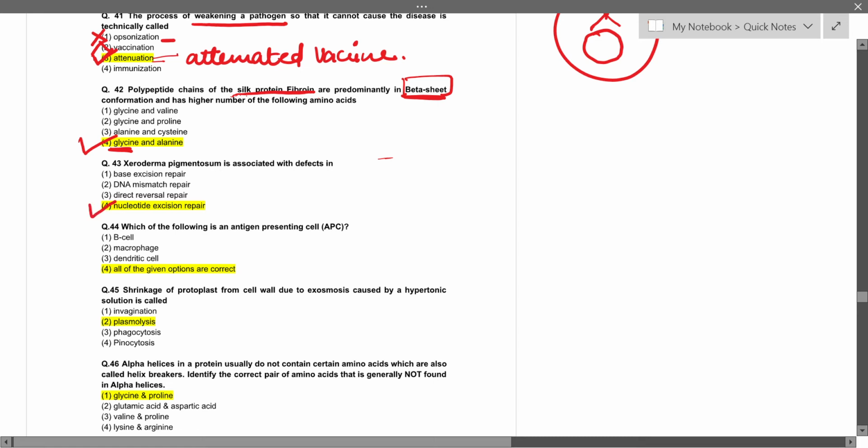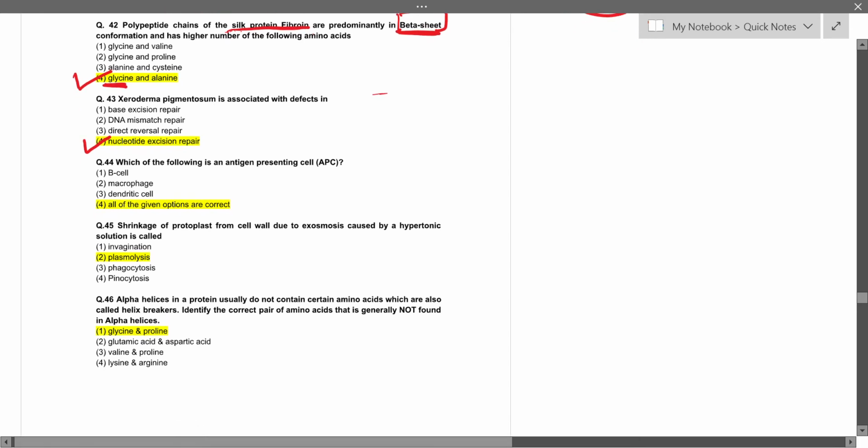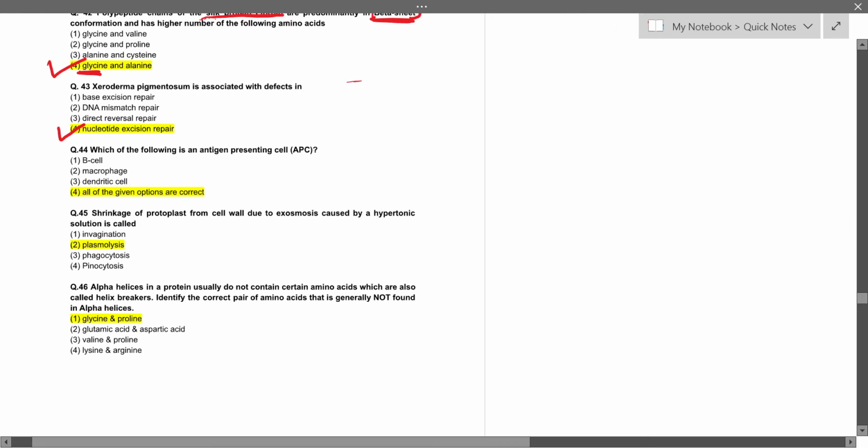Okay. Next question. Which of the following is an antigen presenting cell? So antigen presenting cells are all of the three: B cell, macrophage and dendritic cell. So all of the given options are correct.